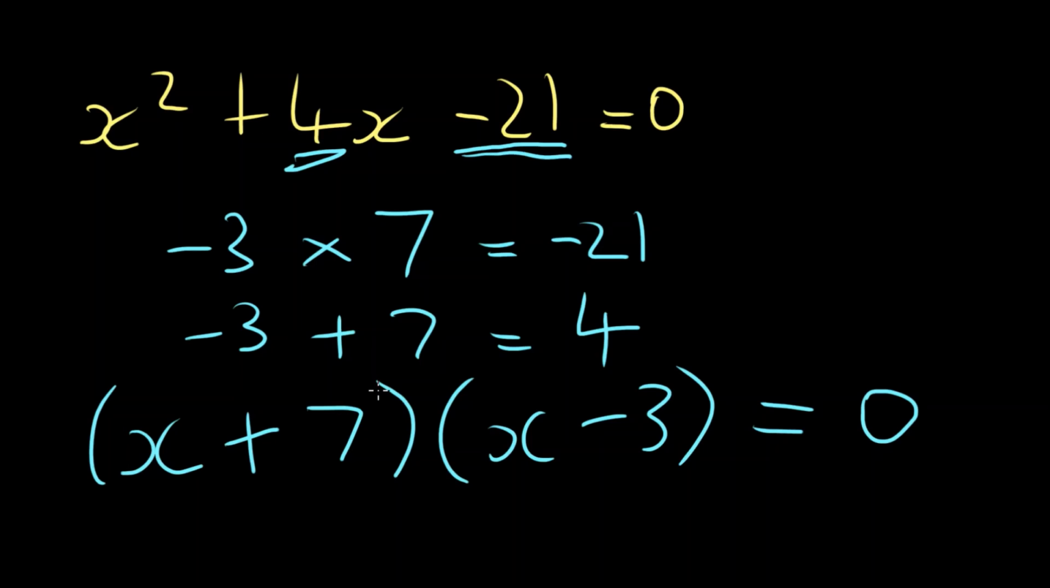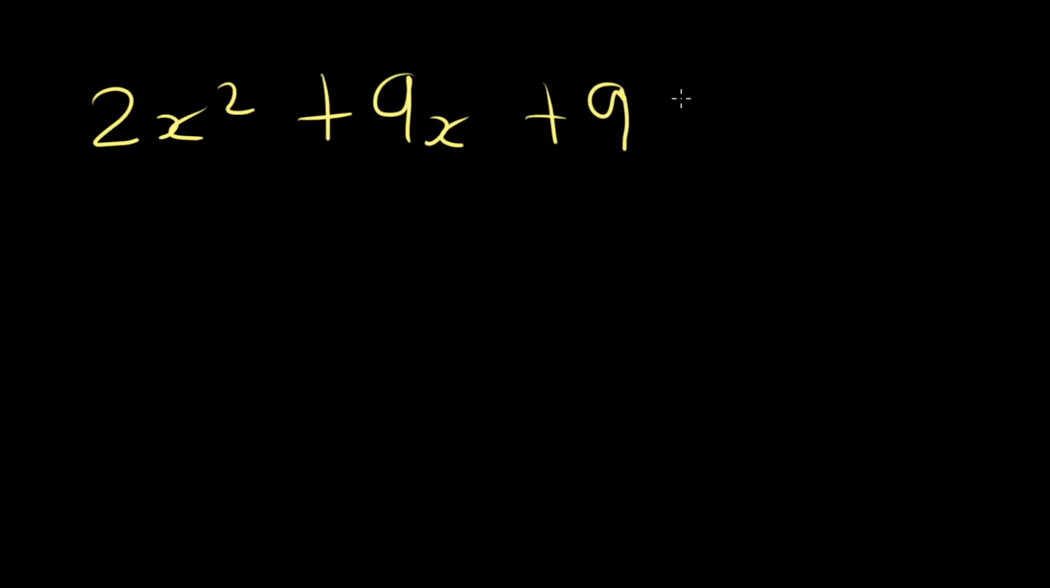Let's do a bit of a harder problem now. What if there's a number in front of the x squared instead of 1? Previously we had a 1 here, didn't we? Or just x squared by itself. Now this makes it a little bit trickier, but there are techniques to solve this. So 2x squared plus 9x plus 9 equals 0.